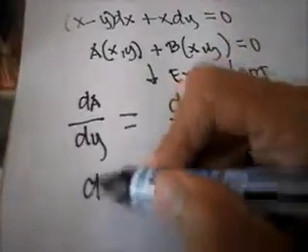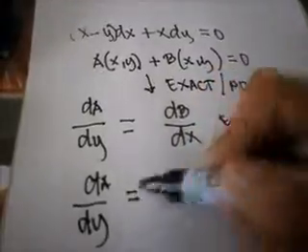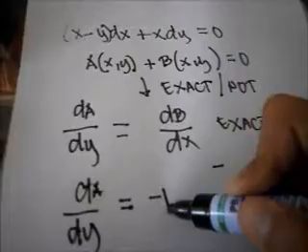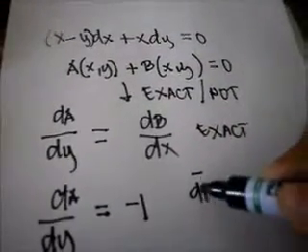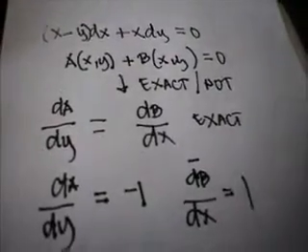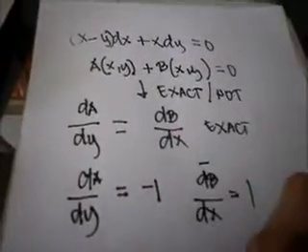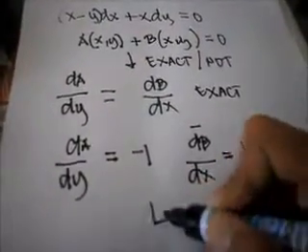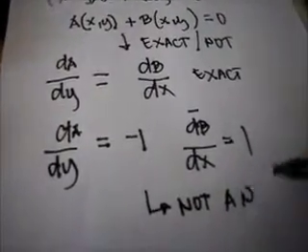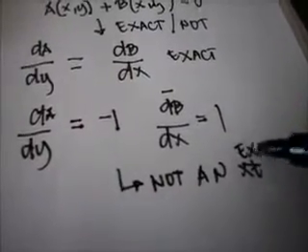So dA/dy is equal to, our a is x - y, so it's just -1. And our dB/dx is 1. As you can see, they are not equal, right? So we can conclude that our equation is not an exact equation.